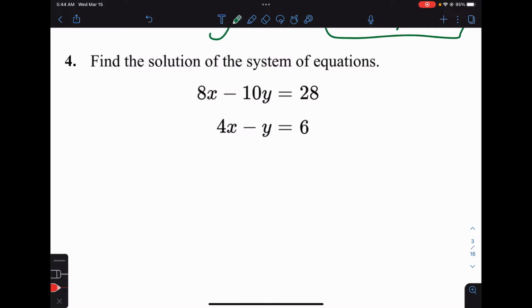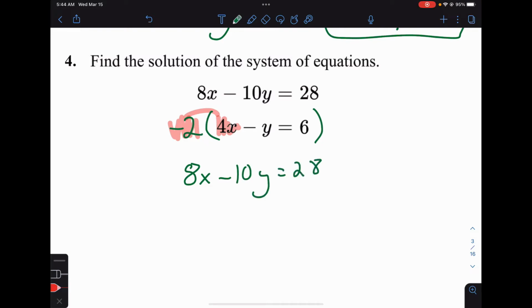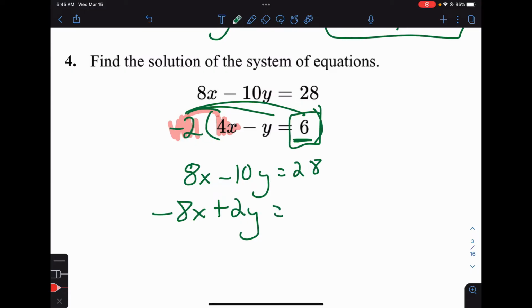What I'm going to do is multiply this bottom equation by negative 2. And the reason I chose negative 2 is because when I distribute that, negative 2 times 4x is going to give me a negative 8x, which will cancel with the 8x in the first equation. So I'm just going to rewrite my first equation down here. And then I'm going to distribute this negative 2 to everything in the equation. Now, a common mistake when people do this is they forget to distribute the number they multiply with to this side of the equation. Don't forget, you have to multiply everything. So we would get negative 8x plus 2y equals negative 12.